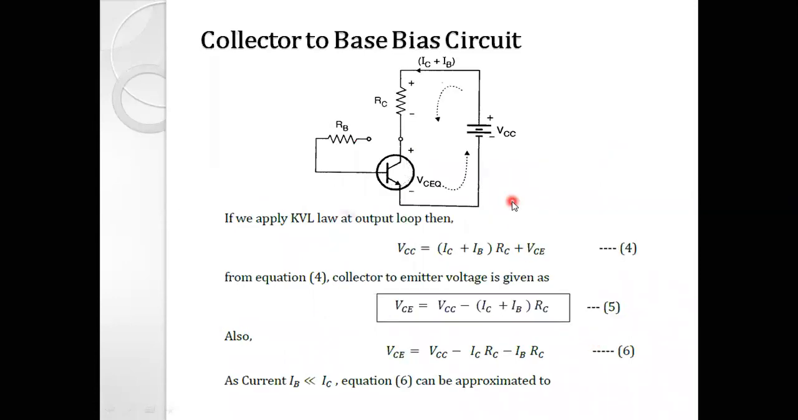So let us apply the KVL, Kirchhoff's voltage law, at the output side. Starting from this voltage source, we can write the equation: VCC minus (IC plus IB). When this current flows through this resistor RC, the voltage drop across RC is given as RC times (IB plus IC), and the drop across the collector emitter junction, that is VCE, is equal to 0, right? So this is our equation.